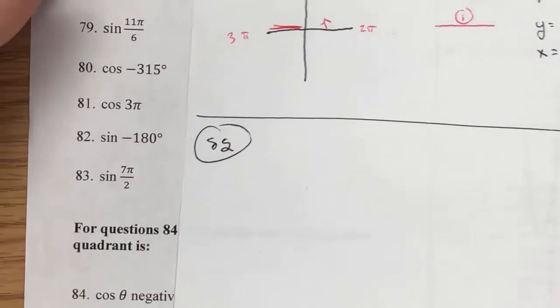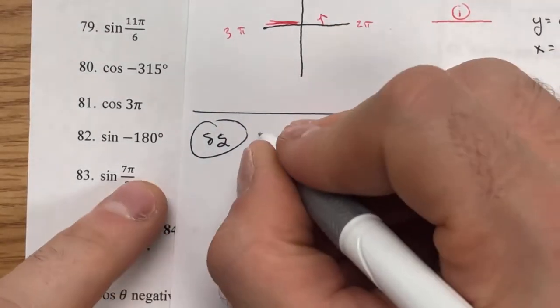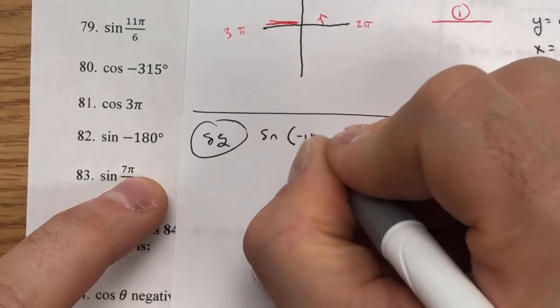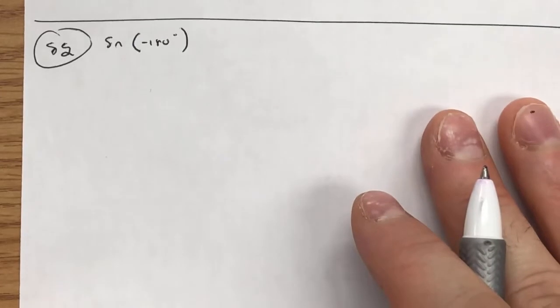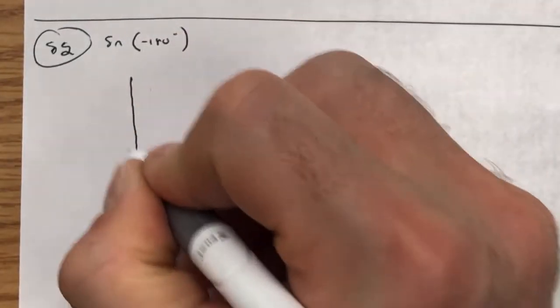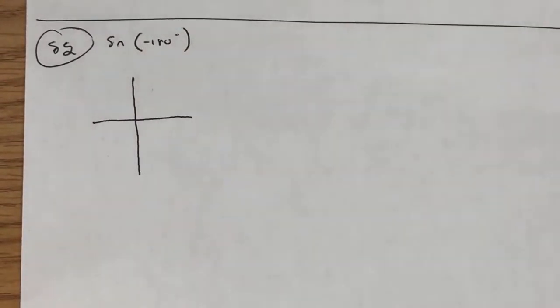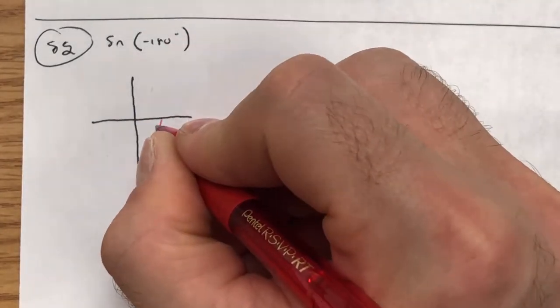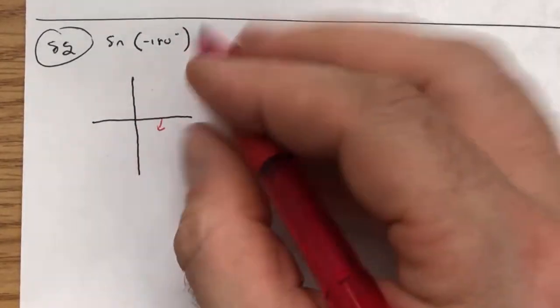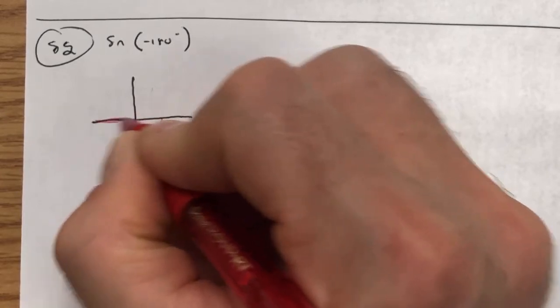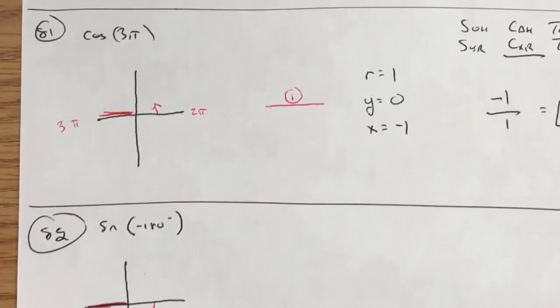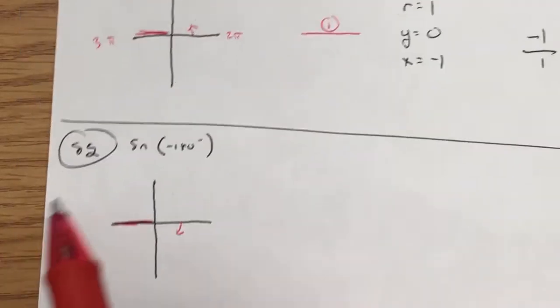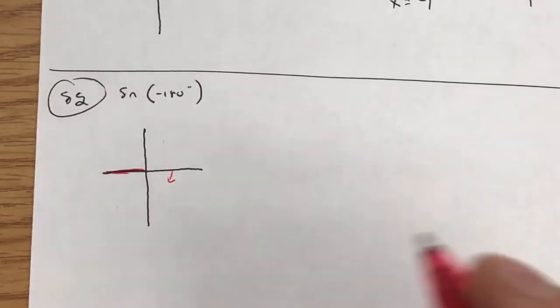82. Very poorly written 82 with that. There we go. So I'm looking at the sine of -180 degrees. Okay. So with -180 degrees, I draw my unit circle. I'm going in the negative direction, which means I am going clockwise, all the way up to 180 degrees. So I'm over here again. So just like this 3 pi, I ended up over here, -180 degrees, I'm over there again.